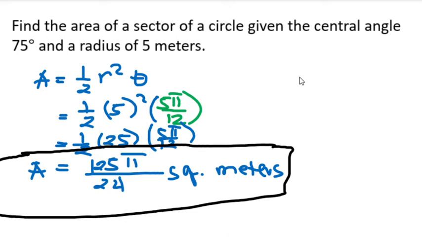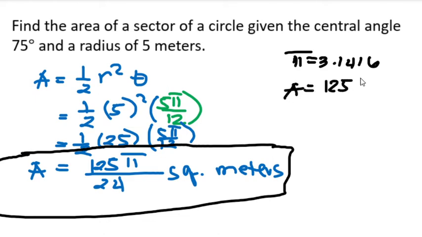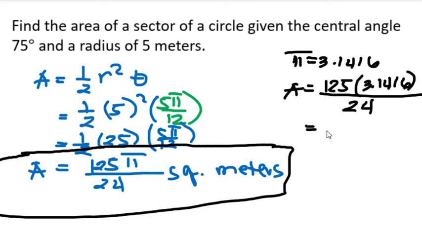Let's say, the value given for pi is 3.1416. So, let's solve now. Our area is not yet finished. To get the area, the area is equal to 125 times pi, which we replace with 3.1416, over 24. Then we simplify.